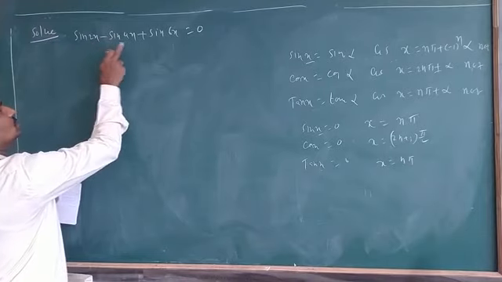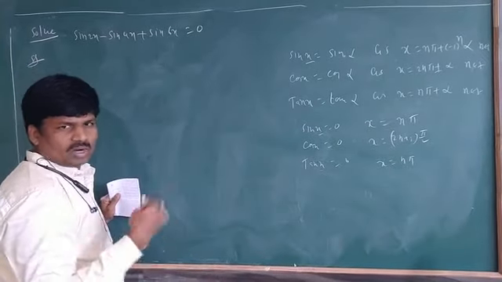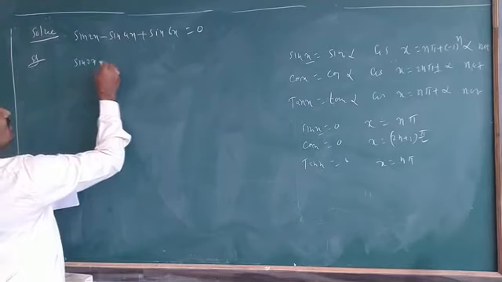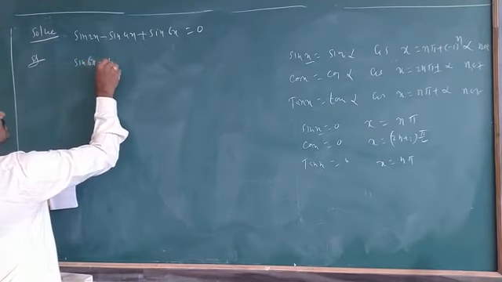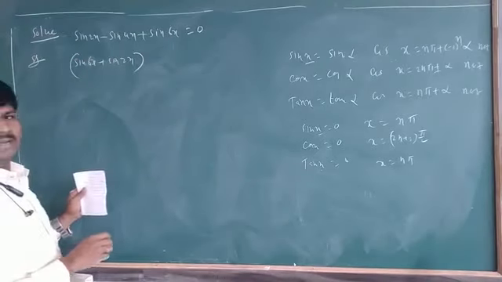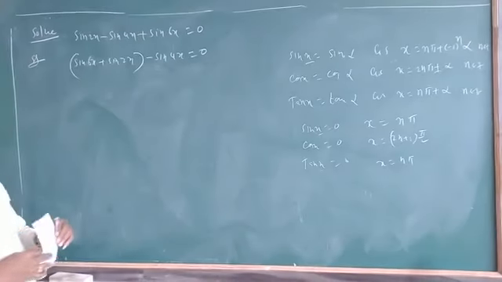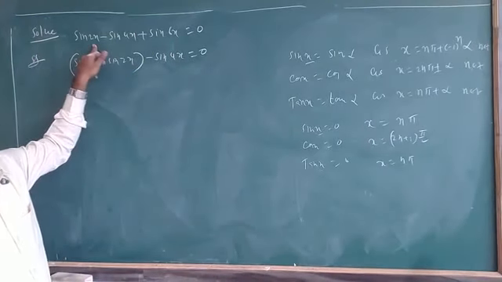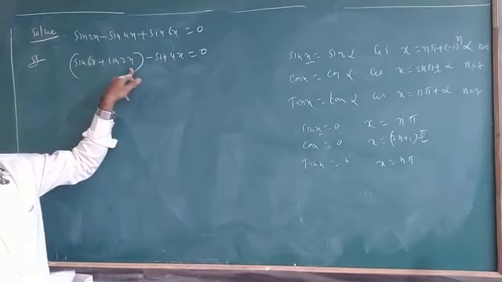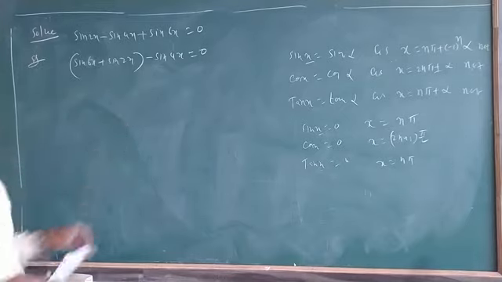I am using these two. What I am going to do is simplify: sin 6x plus sin 2x, I am keeping 6x and 2x in one bracket, minus sin 4x is equal to 0. Why did I keep it this way? For 6x and 2x, which formula can we use? The sin c plus sin d formula. What is the formula of sin c plus sin d?